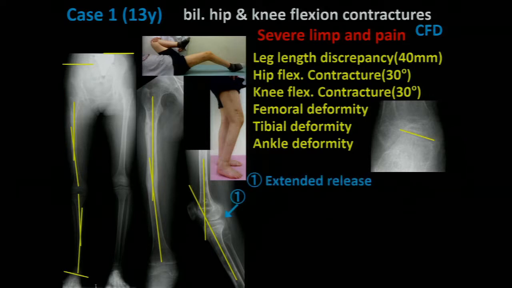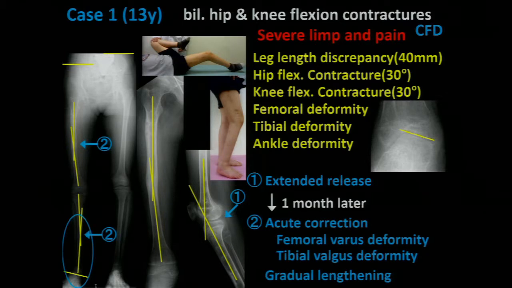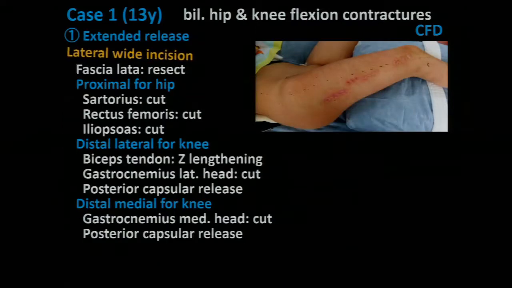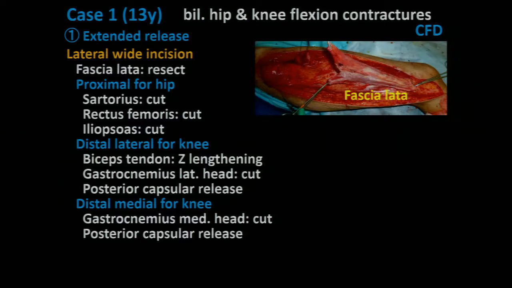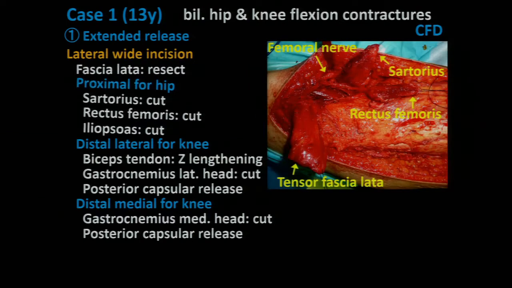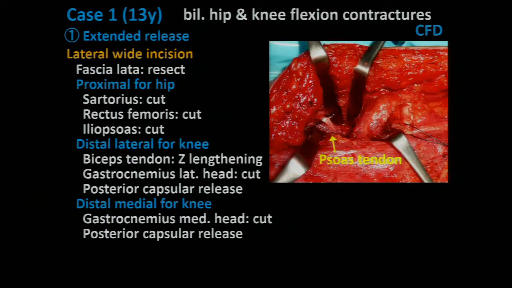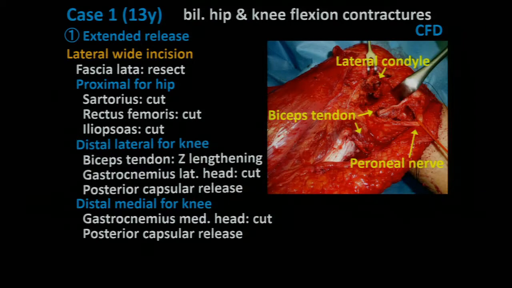First of all, we did extended release of the flexion contracture of the hip and knee joint, and one month later, gradual lengthening and correction was performed using a fixator. Through a lateral wide incision, proximally for the hip, the sartorius, rectus femoris, and iliopsoas were cut, and the psoas tendon was cut. As you can see, the biceps tendon was lengthened, and the gastrocnemius and posterior capsule were released.